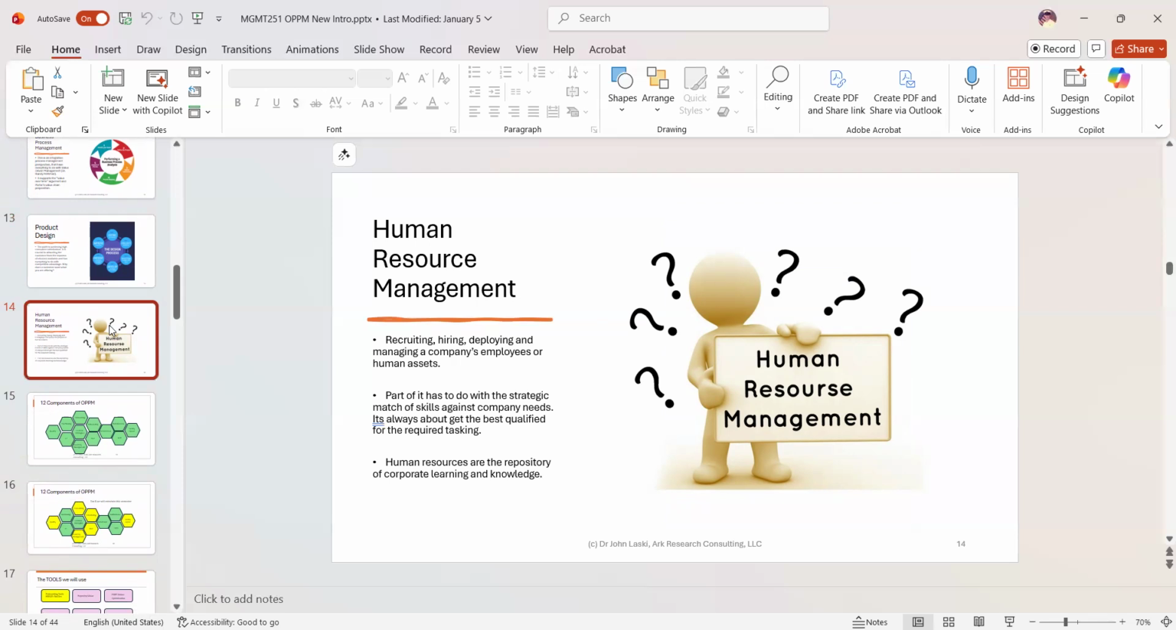HR is sometimes different than what we perceive it to be. First of all, we never should lose sight of the fact that HR does not work for the individual in the firm. HR is paid by the firm. It's a tool of the firm. It works for the firm.